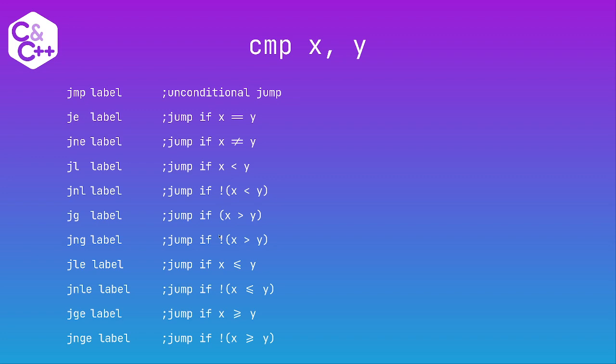There's jump less than or equal to. There's jump not less than or equal to. There's jump greater than or equal to, and there's jump not greater than or equal to. Those are some of the jump instructions that are most of the time useful.